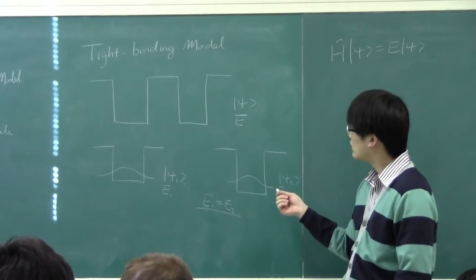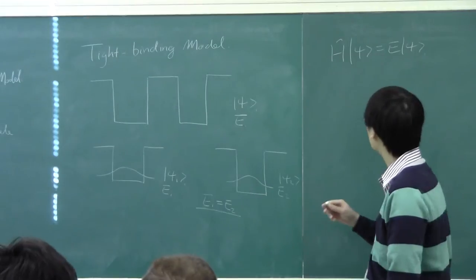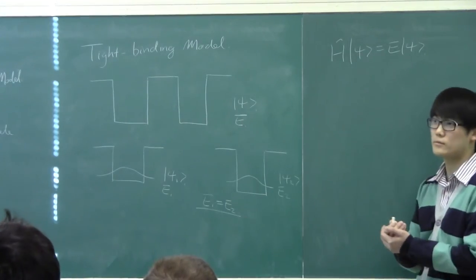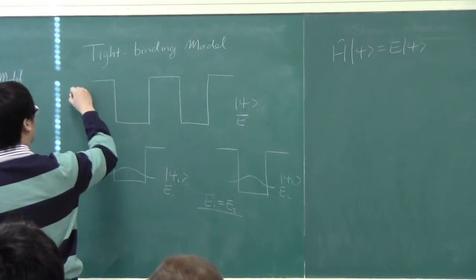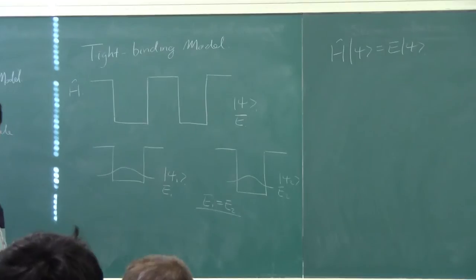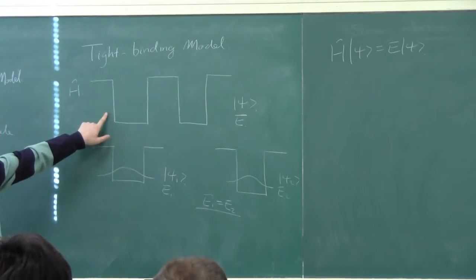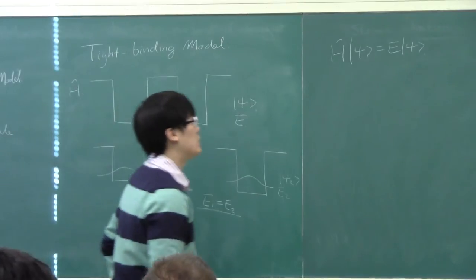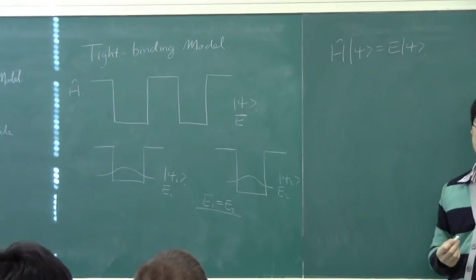A good way to do this is to use the subspace projection method. Let's call this H hat over here. So the Hamiltonian that's associated with this potential is going to be H hat. Right, so the subspace projection method, and let's choose the subspace.